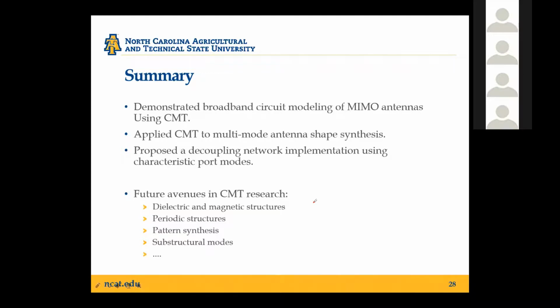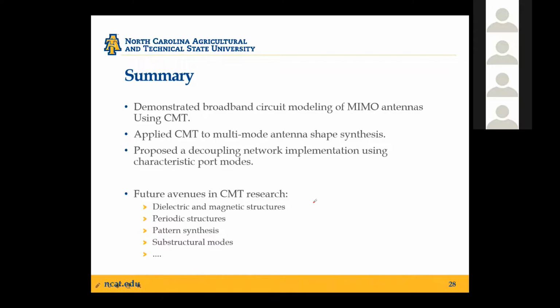So as a summary, here we demonstrate that you can apply characteristic mode theory to the modeling of MIMO antennas over a pretty broad frequency range, and you can also apply characteristic mode theory to multimode antenna shape synthesis. And lastly, we also talked about how you can design decoupling networks using characteristic modes as well. And in terms of future avenues for antenna design using characteristic modes, some of the things I can think of are potentially dielectric antennas, periodic structures like the work that has been done by Fenghan, and pattern synthesis.